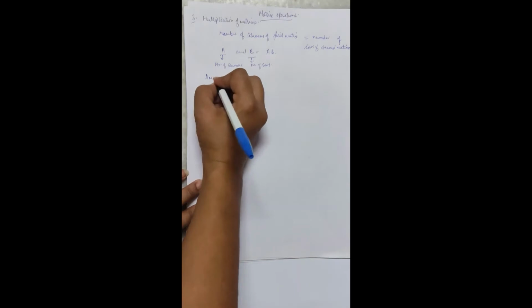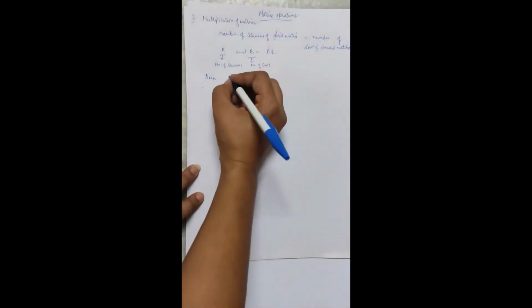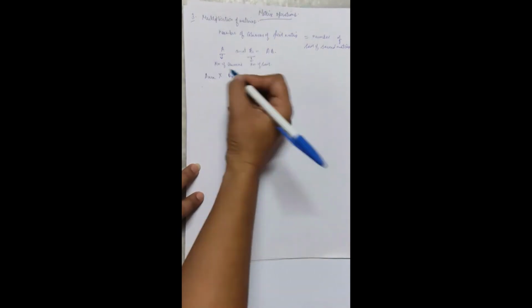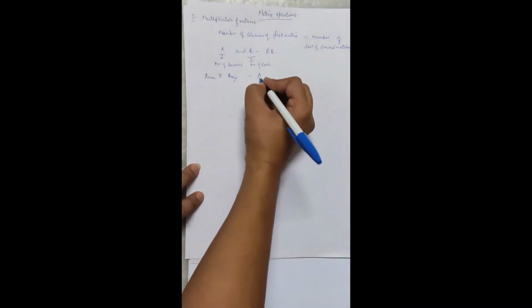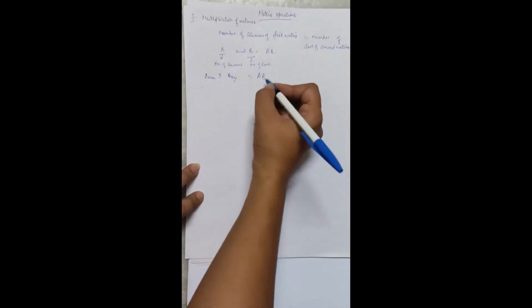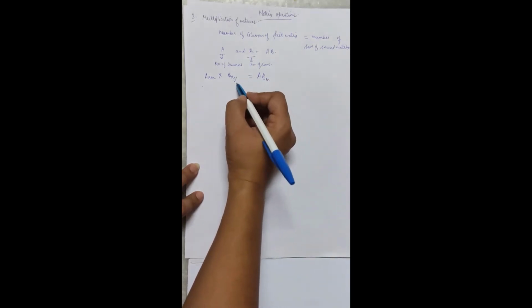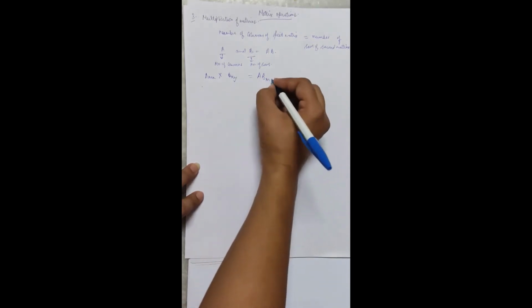Let's suppose A matrix is of order M by N, and B matrix is of order X by Y. So what will we get? When we multiply these two, we will get AB, and the order will be M by Y. So this would be the order.